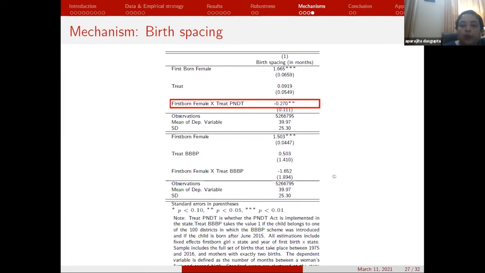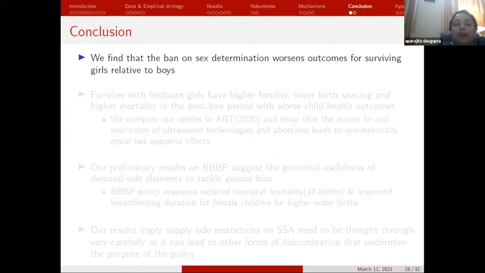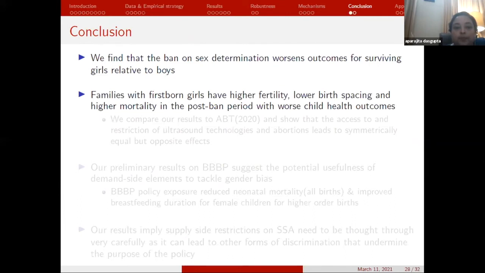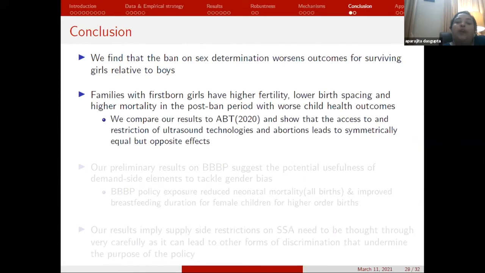So I think I'm out of time, and so let me conclude. We find that the ban on sex determination worsens outcomes for surviving girls relative to boys. Families with firstborn girls have higher fertility, lower birth spacing, and higher mortality in the post-ban period, with worse child health outcomes. We compare our results to the Anukriti, Balotra and Tam paper and show that the access to and restriction of ultrasound technology and abortions leads to symmetrically equal but opposite effects.